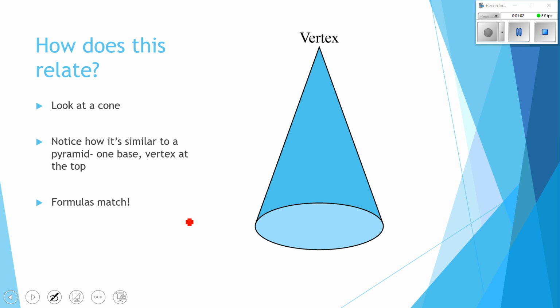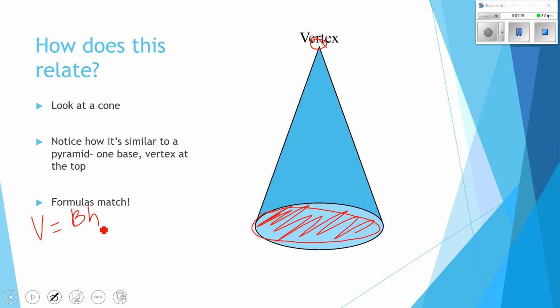Now, how does this relate to a cone? Let's look at this cone. We still have that top vertex. We still have a base, even though it's a circle right now. So it's essentially a circular pyramid. We just call it a cone. So the formulas basically match. The volume is still going to be the area of the base times the height divided by 3. However, since this is a circle and we want to make it a little bit easier for you, we'll write it out as pi r squared, because that's the area of the base, times the height, and divide by 3.